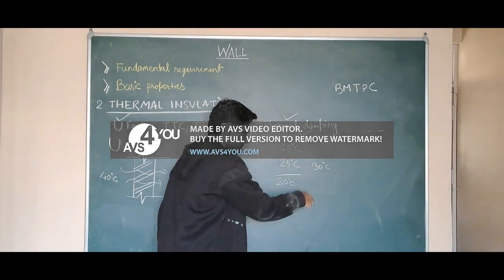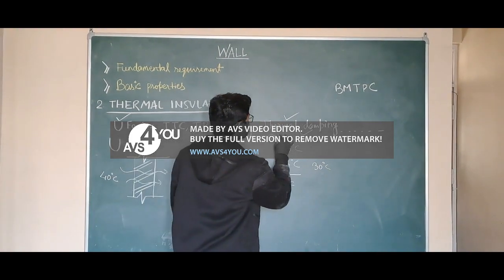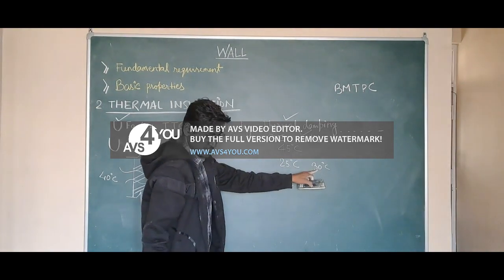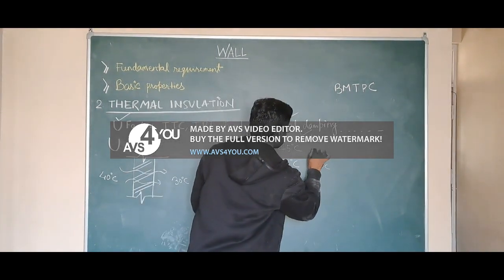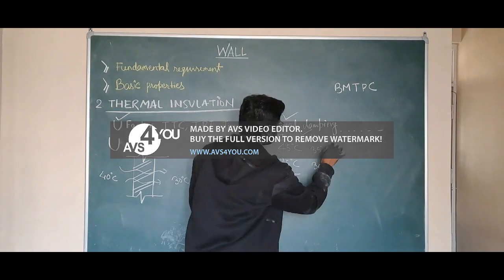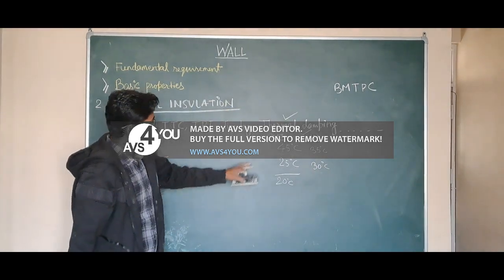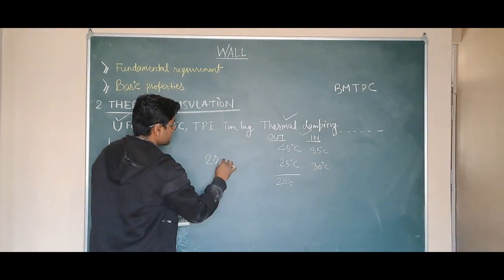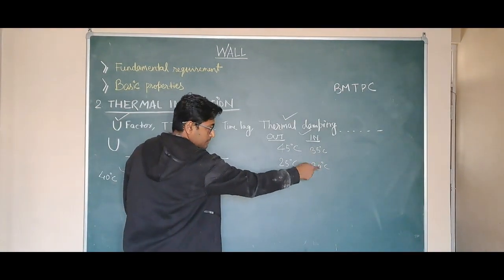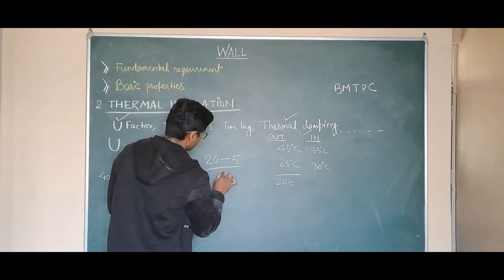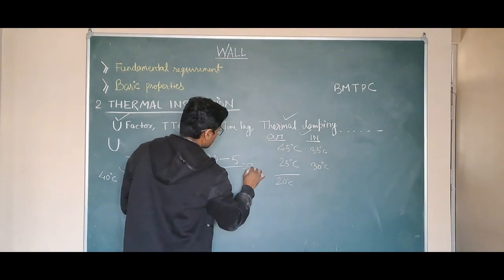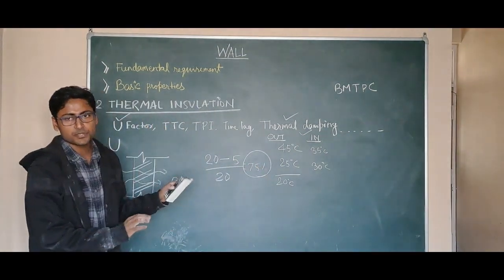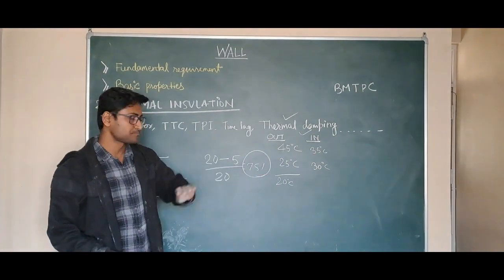Suppose this is outside, this is inside. So inside night time we are having 30 degrees Celsius, and daytime we are having 35 degrees Celsius, right? So thermal damping will be, the outside temperature difference is 20, inside temperature difference between daytime and nighttime is 5. If you divide by 20, almost 75% damping you are getting, and that is quite good. So that is thermal damping.